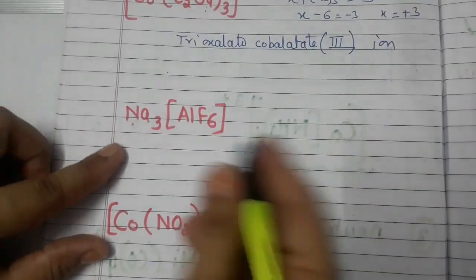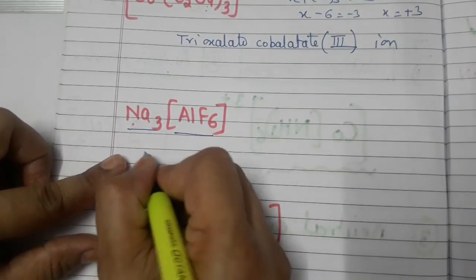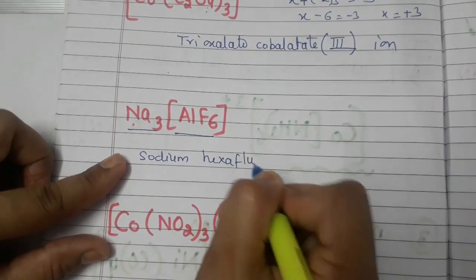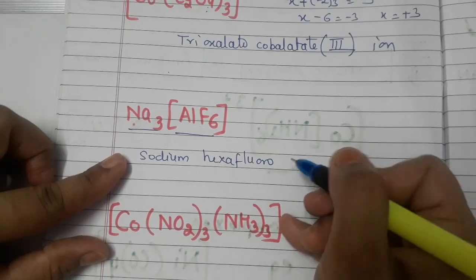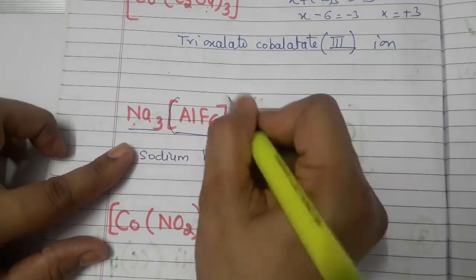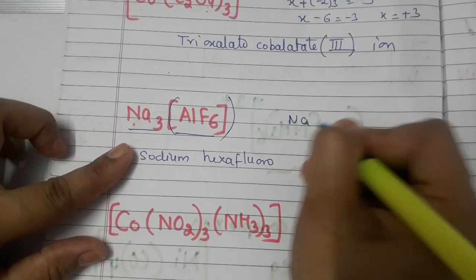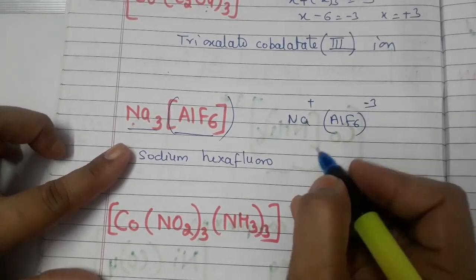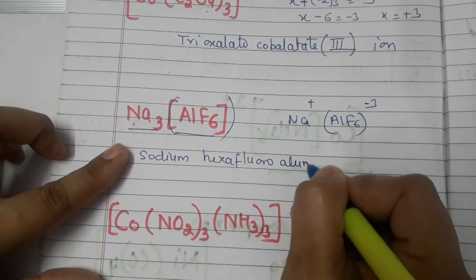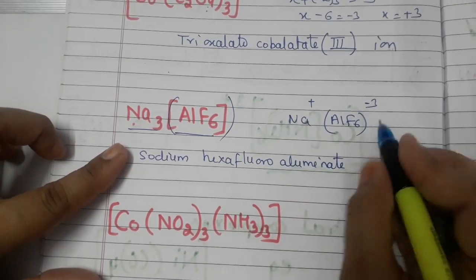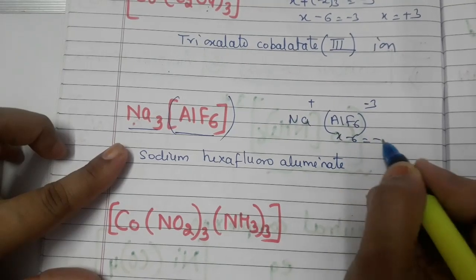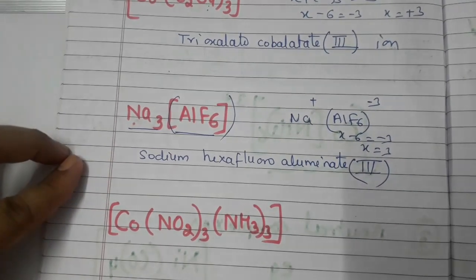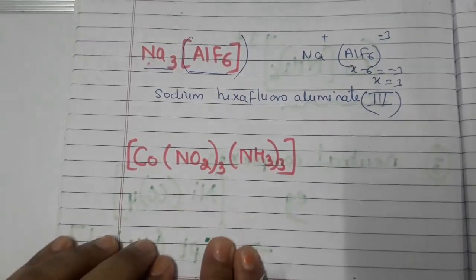Next, this is cation anionic type, so we'll write sodium, then hexafluoro. Sodium hexafluoro, it is the anionic part. Here I will write it as Na plus and AlF. You have to split like this. Hexafluoro aluminate, X minus 6 is equal to minus 3. So X is equal to 3. So answer is Roman 3. Just have a look at the next example.